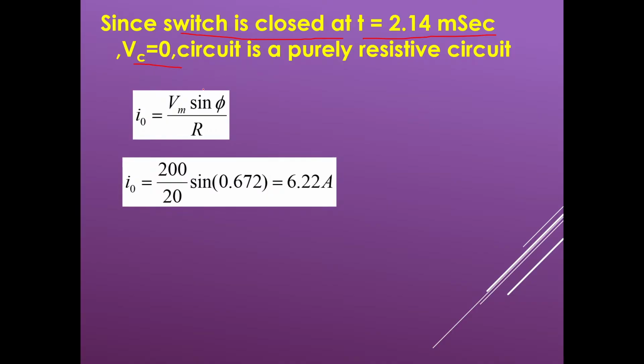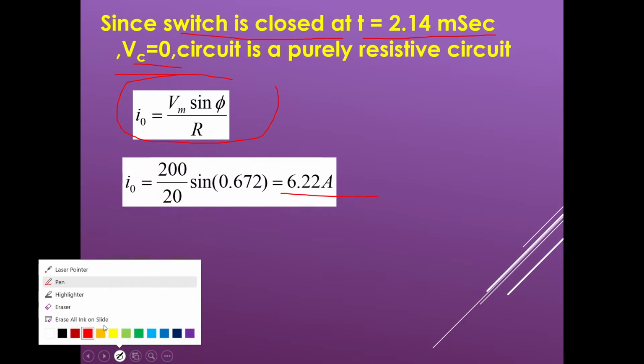We know when Vc is equal to 0, what is the I naught equation in the theory that we have seen? I naught equal to Vm sin phi by r. So substitute Vm value, r value and phi value, you will get I naught equal to 6.22 amperes.